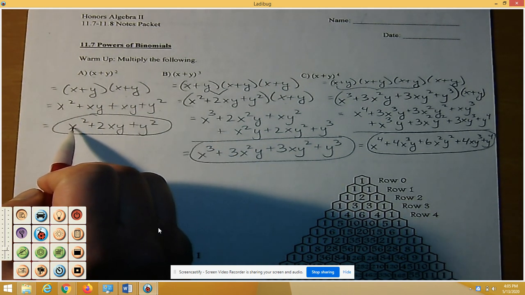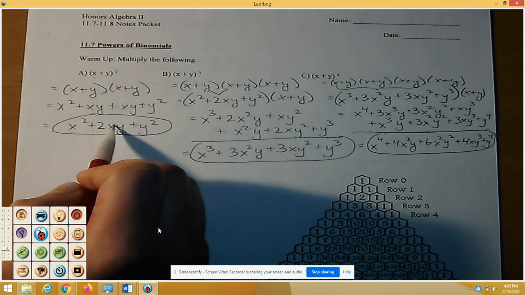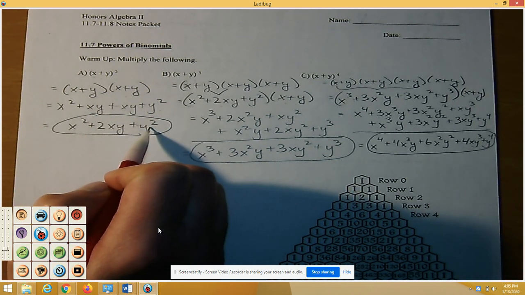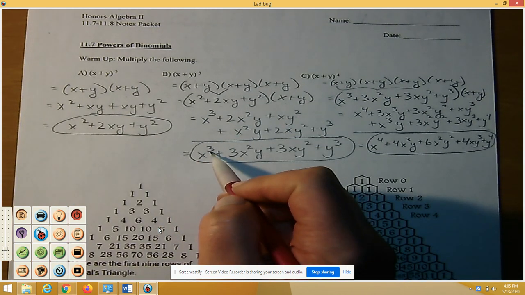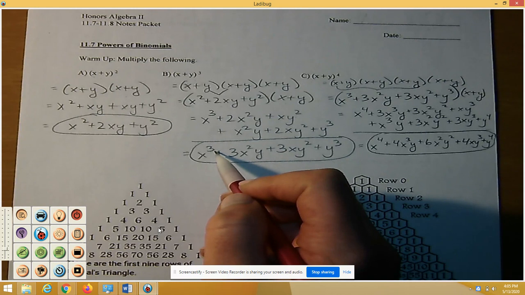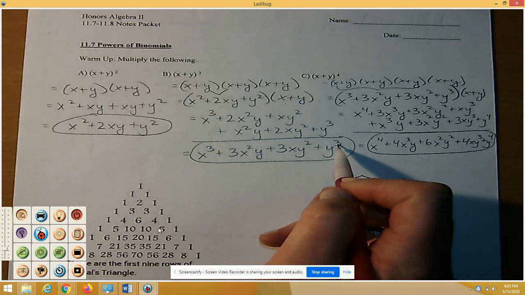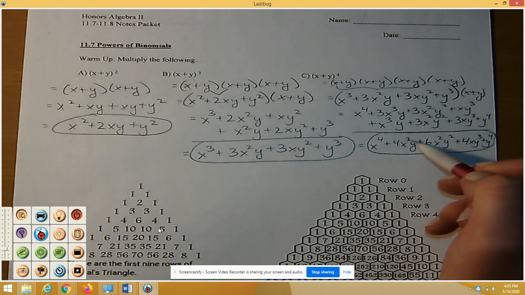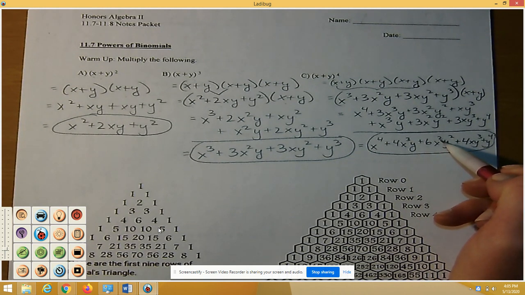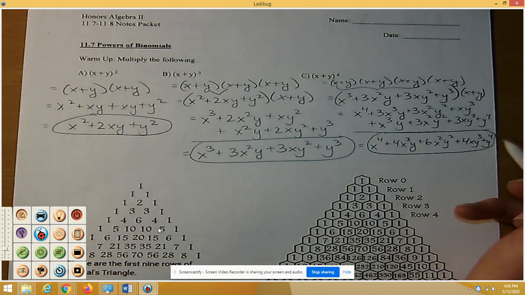So if this is x squared y to the 0, 2 plus 0 is 2. 1 plus 1 is 2, and you have 0 plus y squared. Here you would have x to the third times y to the 0. 3 plus 0 is 3. 2 plus 1 is 3. 1 plus 2 is 3. Here's just the 3. Here's 4. 3 plus 1 is 4. 2 plus 2 is 4. 1 plus 3 is 4. And then y to the fourth is just 4.